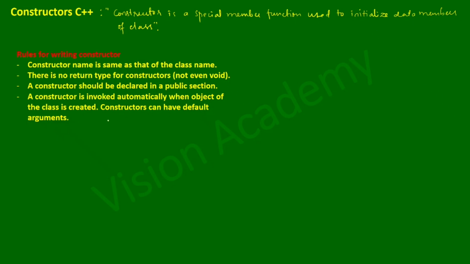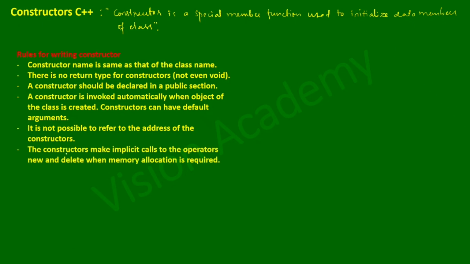Constructors can have default arguments. It is not possible to refer to the address of the constructors. The constructors make implicit calls to the operators new and delete when memory allocation is required. New and delete, both of these are operators which are used to allocate memory at the time of execution of the program. That is dynamic memory allocation. Now, let us take a small example that depicts the constructor.